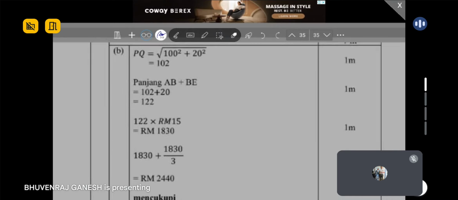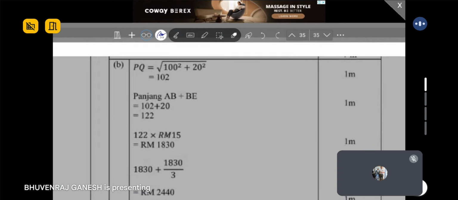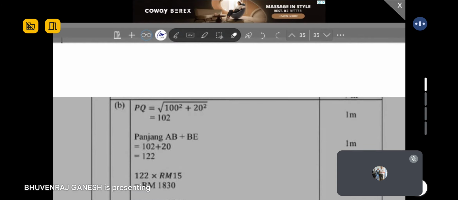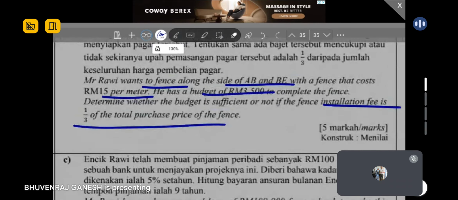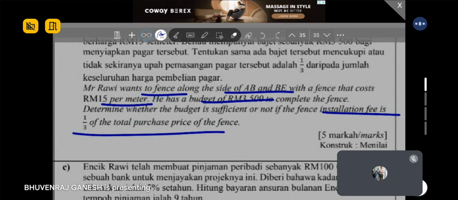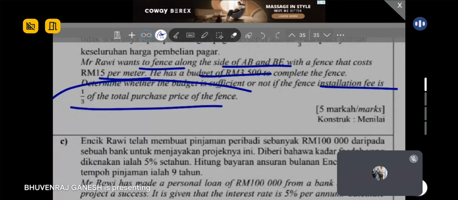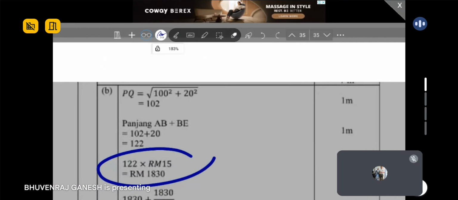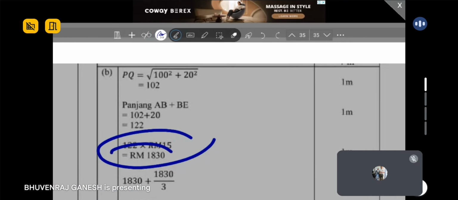Alright, so you can see the working here. So it's 122. Okay, so then they tell you that 1 meter RM15. So 122 meter berapa jumlah dia? Kali sajalah, just times the two value. Then you get 1830. Then kamu juga ada cost pemasangan, installation cost guys. So they tell you it is 1/3 of the total purchase. Maksudnya apa? 1/3 kali dengan nilai tadi lah, yaitu 1830. So your answer will get 2440.